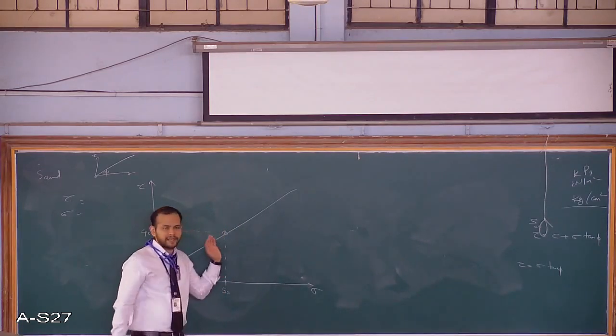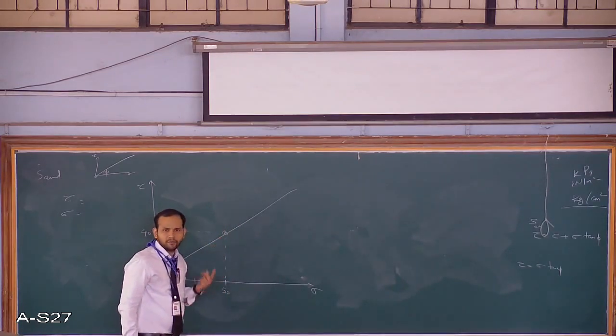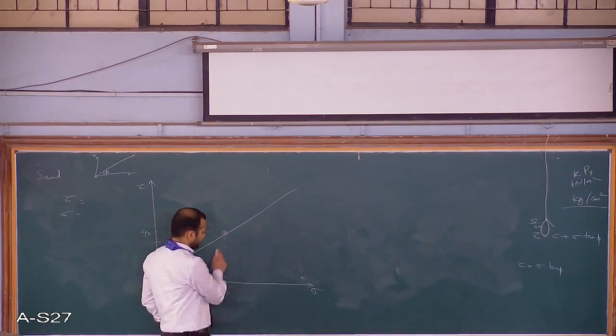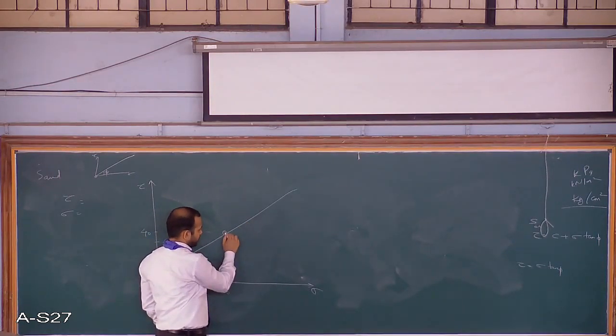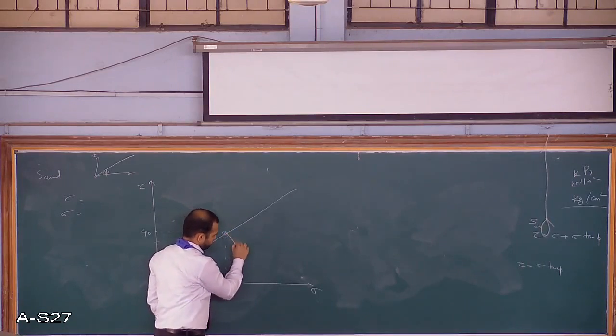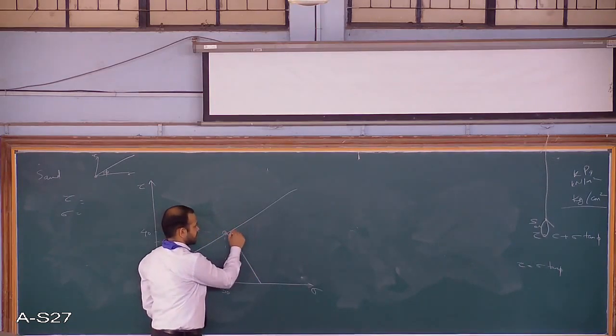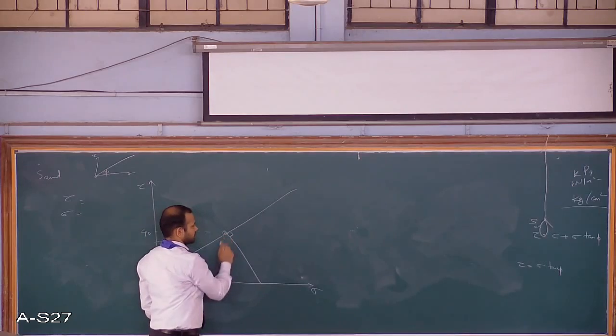Now we have this line of failure envelope. This is the failure point, right? So from here to this line you draw a perpendicular.